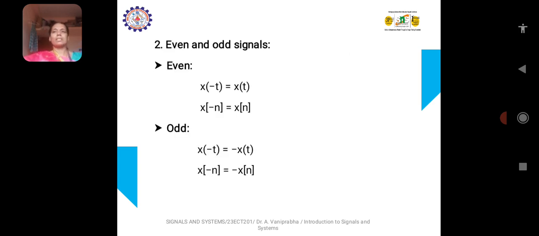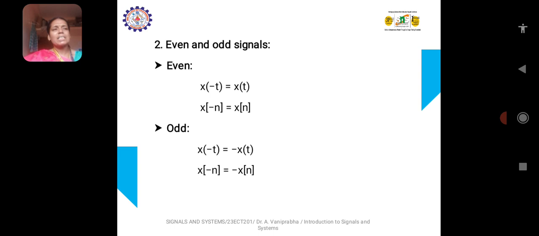And the next type of signal is even and odd signals. Even signals and odd signals are mathematically represented as x of minus t and x of t. If x of minus t is equal to x of t, or x of minus n is equal to x of n, then that signal can be classified as an even signal. Vice versa, if x of minus t is equal to minus x of t, or x of minus n is equal to minus x of n, then it is called an odd signal.